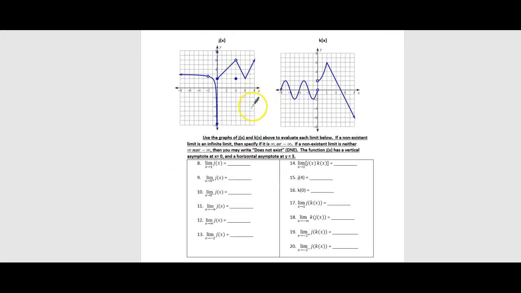Okay, so let's move on to numbers 8 through 20 here. We're going to be finding some limits using graphs this time instead of tables. So the directions say that if a non-existent limit is an infinite limit, we want to be specific and say whether it's infinity or negative infinity. But if it's neither one of those things, we're just going to put it does not exist. Something that's kind of important to take note of is the fact that the j function has a vertical asymptote at 0 and a horizontal asymptote at 3. Okay, so the directions tell us that, so make sure you read your directions on your test so that you can catch those kinds of things.